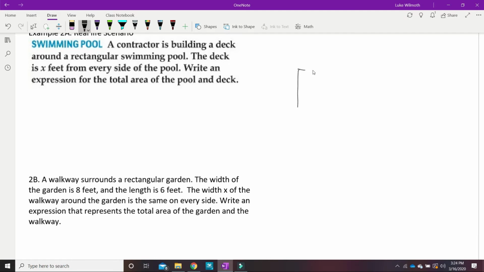Let's draw our rectangular swimming pool. There's some waves. There's me splashing around in there. Okay. So we're in the swimming pool, but they want to build a deck around the swimming pool like that. And they want to put x feet around it. There's x feet on each side. So it's going to be x feet here, x feet here. There's also going to be x feet here and x feet here.